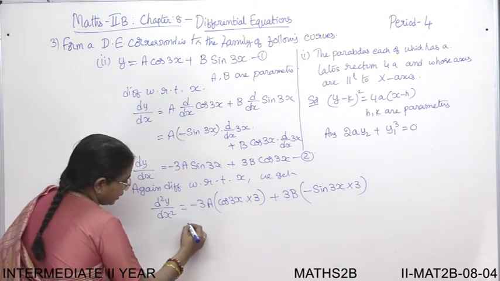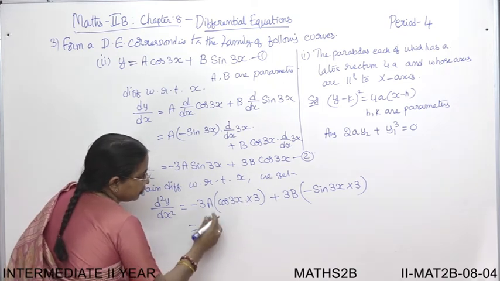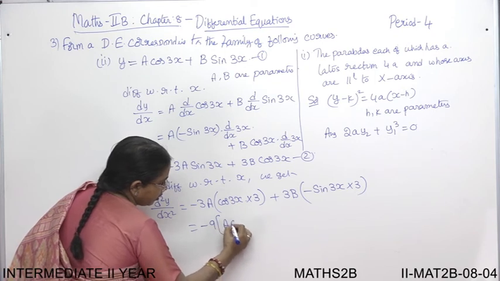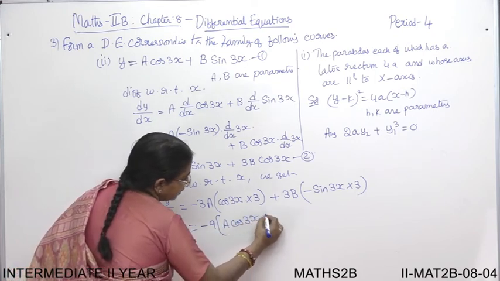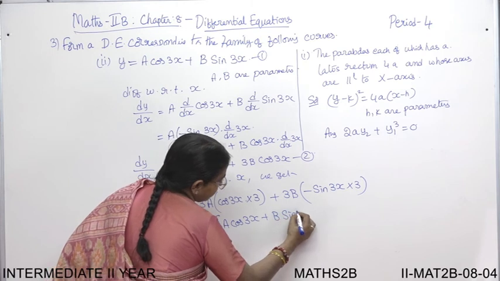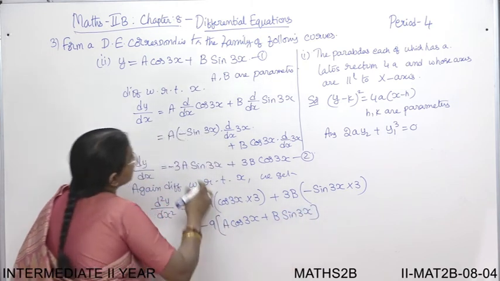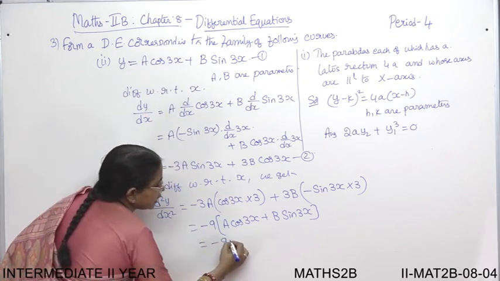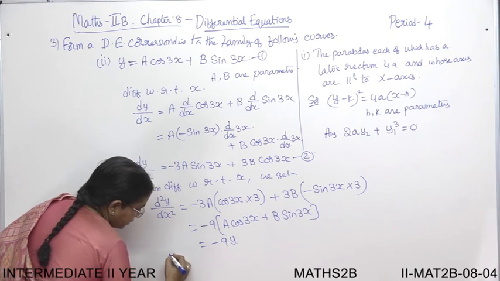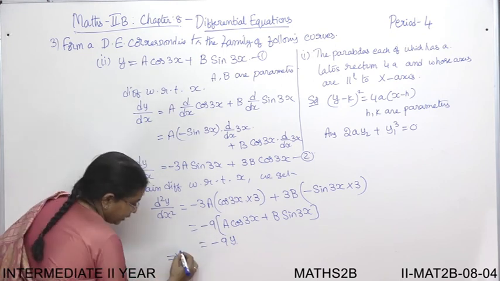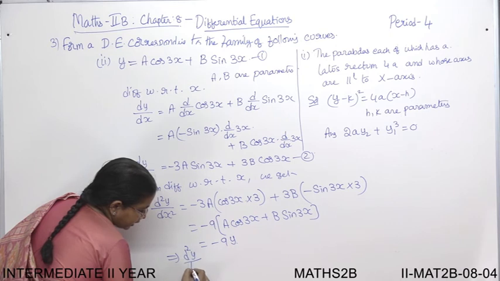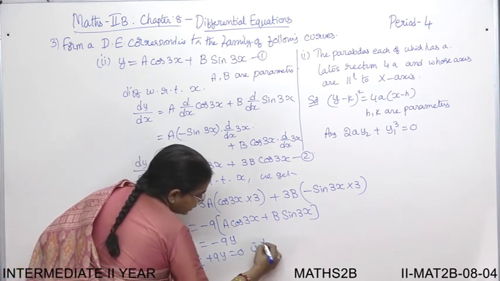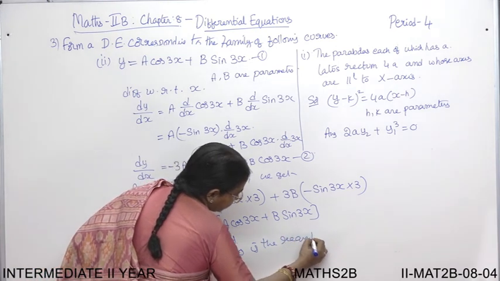So now you can see, you can take 9 common. You can even take minus 1 common. So minus 9 into a cos 3x plus b sin 3x. This is nothing but our y from equation 1. So this is minus 9y. So that means a and b got eliminated. So d square y by dx square plus 9y is equal to 0 is the required differential equation.